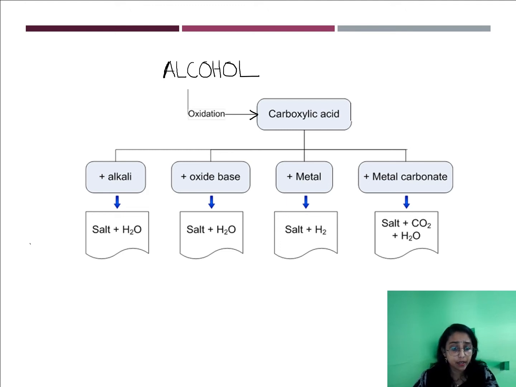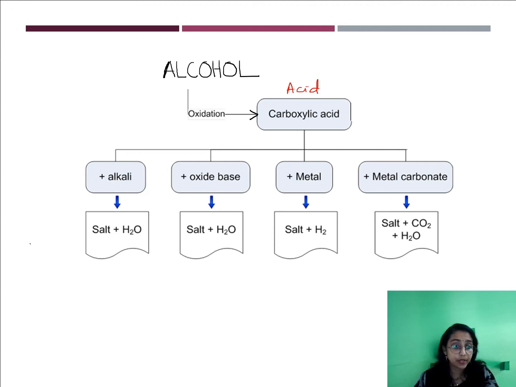Now, how about carboxylic acid? For carboxylic acid, you don't need to memorize each reaction. You must know carboxylic acid is actually an acid, right? So it will have the same chemical properties as acid. Like what we have studied earlier, acid can react with alkali to form salt and water. So the same goes for carboxylic acid. It can react with alkali and form salt and water.